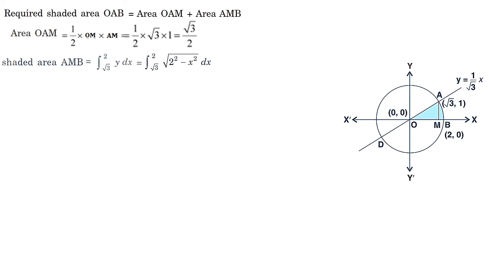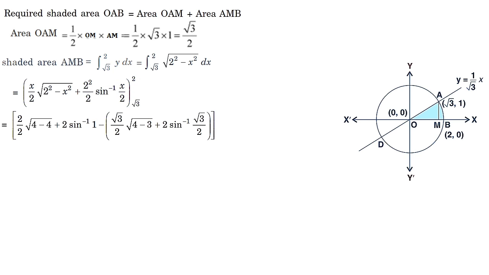So the integral from root 3 to 2, which we calculated in the first step, is y equal to root of 2 square minus x square dx. That is equal to, by the formula we know for the integral of root of a square minus x square, x by 2 into root of a square minus x square plus a square by 2 into sine inverse x by a. Then apply the limit. Here a square is 2 square, so it is x by 2 into root of 2 square minus x square plus 2 square by 2 into sine inverse x by 2.